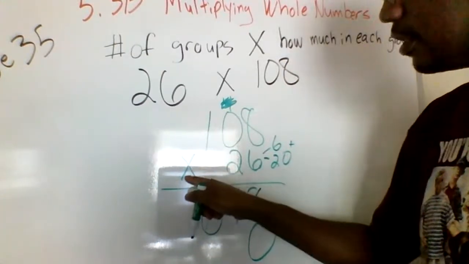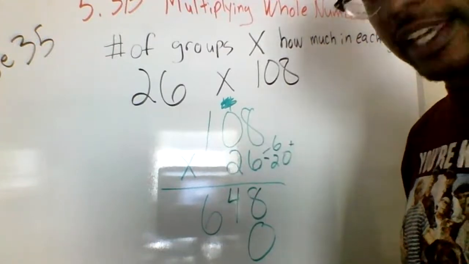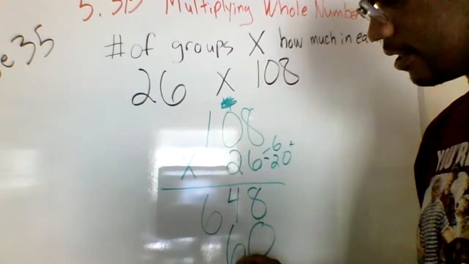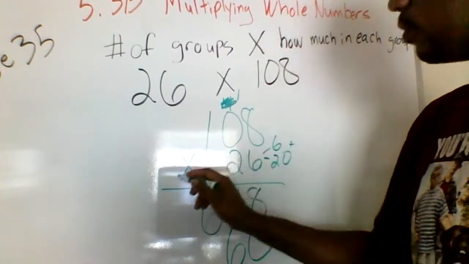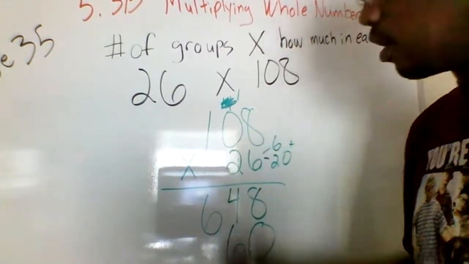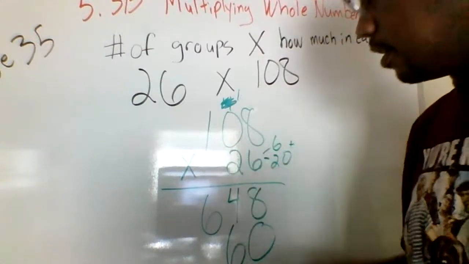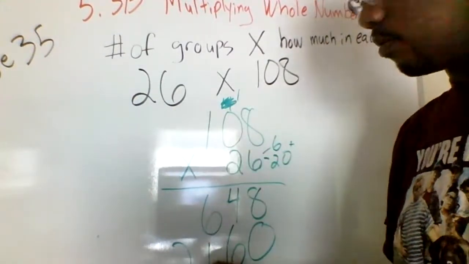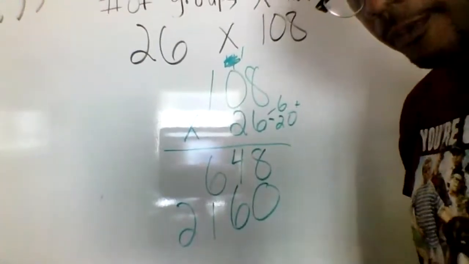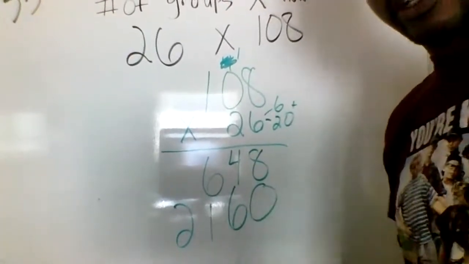So 2 times 8 is 16. That's a 6. Carry the 1. 2 times 0 is 0, plus this 1 at the top is 1. And 2 times 2 is 4. So on the bottom row, you have 2,160.